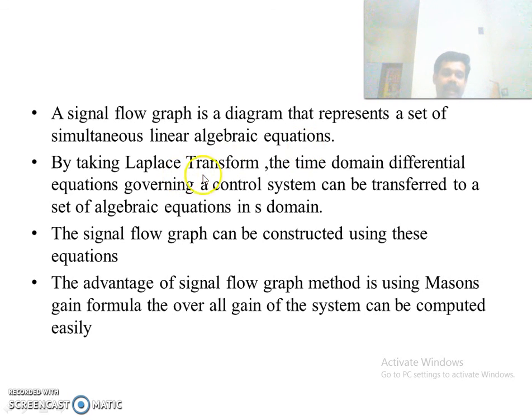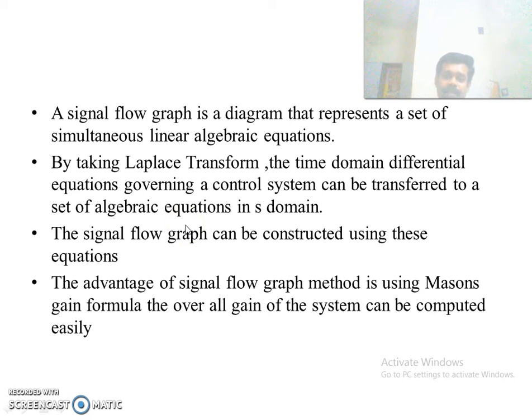By taking the Laplace transform, the time domain differential equations governing a control system can be transformed to a set of algebraic equations in the S domain. So if you have a time domain differential equation of a control system, then by taking the Laplace transform, it can be converted into an algebraic equation in the S domain. The signal flow graph can be constructed by using these linear algebraic equations.